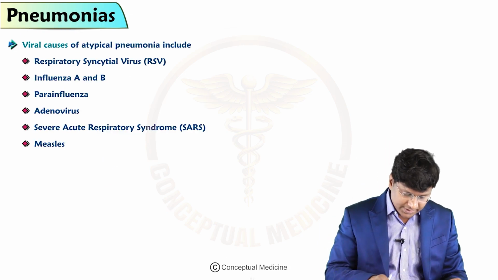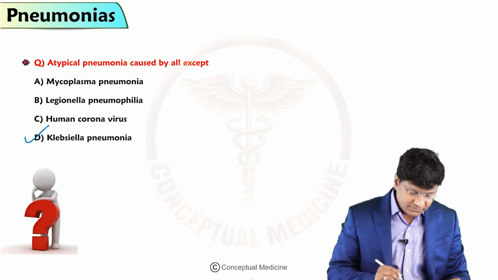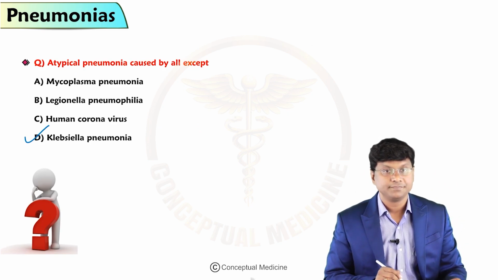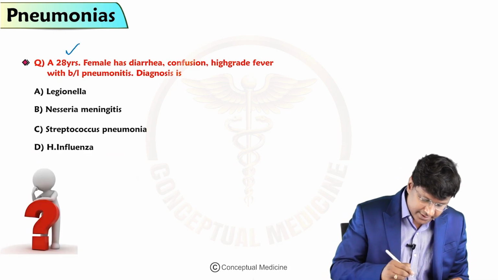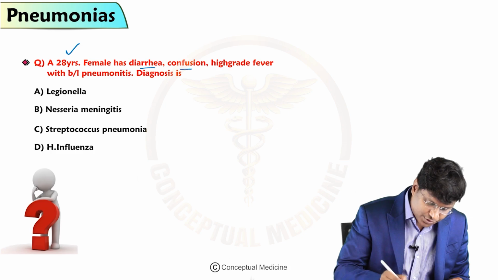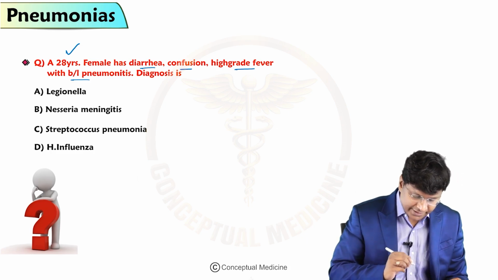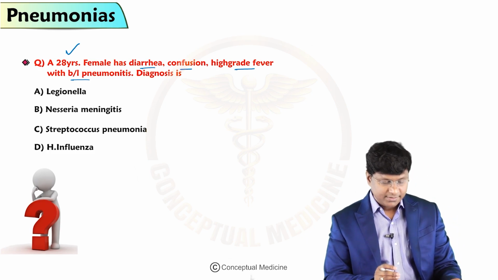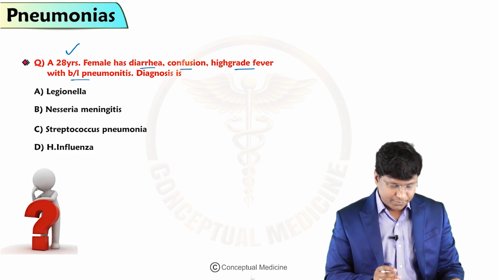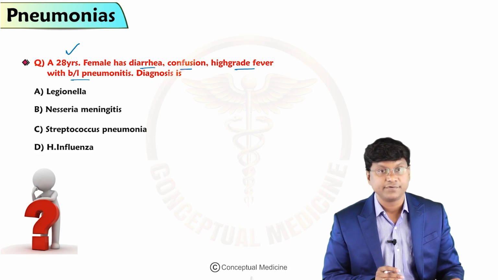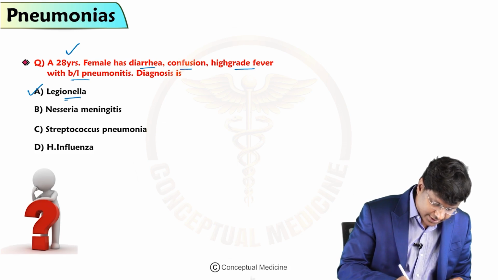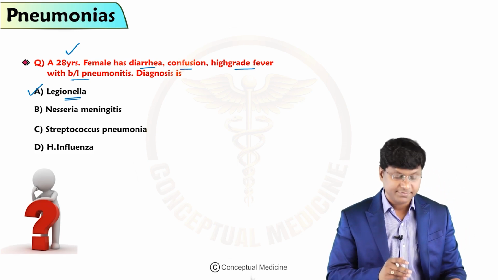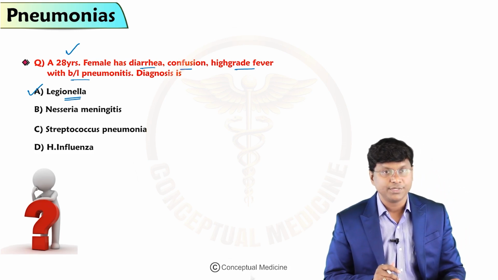Okay, so the question, if you see, the answer is Klebsiella pneumonia. Now you see one more question. A 28-year-old female has diarrhea, confusion, high grade fever with bilateral pneumonitis. Diagnosis is Legionella, Neisseria meningitidis, Streptococcus pneumonia, Haemophilus influenza. So let me tell you, the organism here is the Legionella pneumonia.